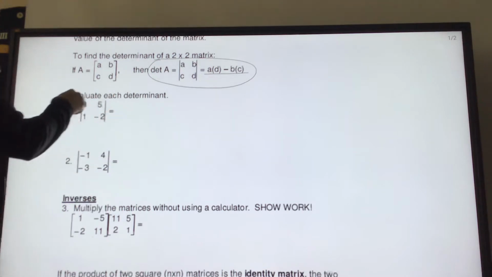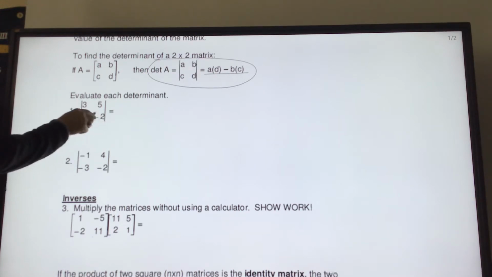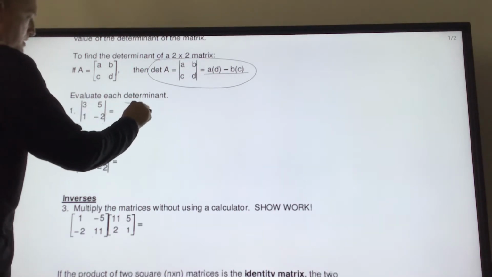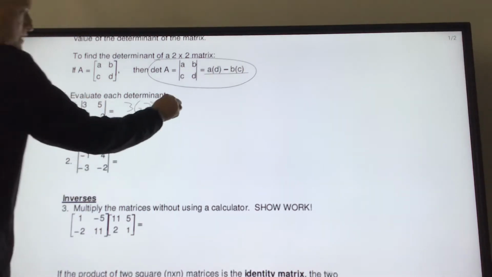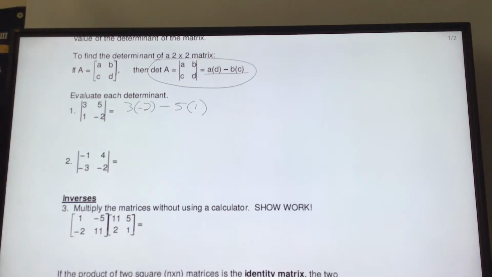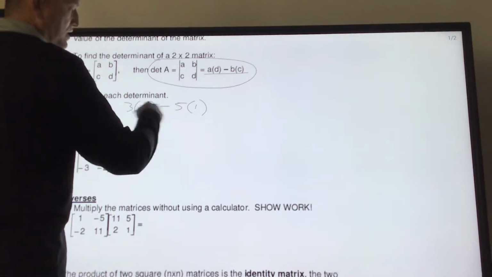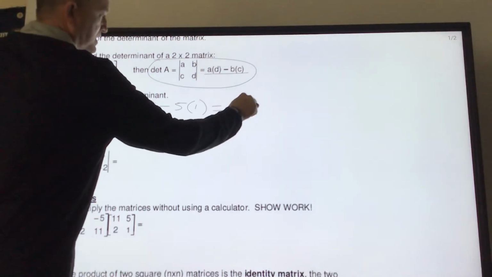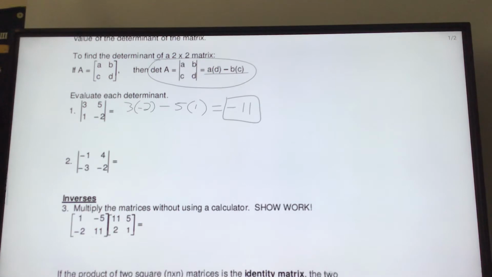Okay, so if I was going to do the same thing here, I want to find the determinant. It's multiplying crossways from top to bottom. 3 times negative 2 minus 5 times 1. 3 times negative 2 is negative 6, minus 5 times 1 would be negative 5. When we combine those, that is negative 11. So the determinant for number 1 is negative 11.